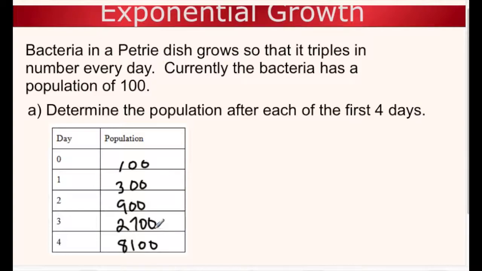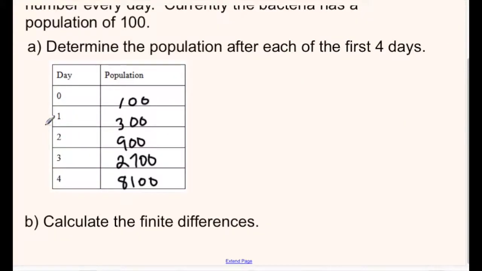That's part A. If you plot those points in Desmos, it's going to show a particular growth, which is exponential growth. So let's look at part B. Part B is something new. We're going to calculate what are called the finite differences. And the finite differences are like first differences, but notice the first differences, this grows by 200 and then 600. It's not constant growth, and that's why it's not a linear relation.